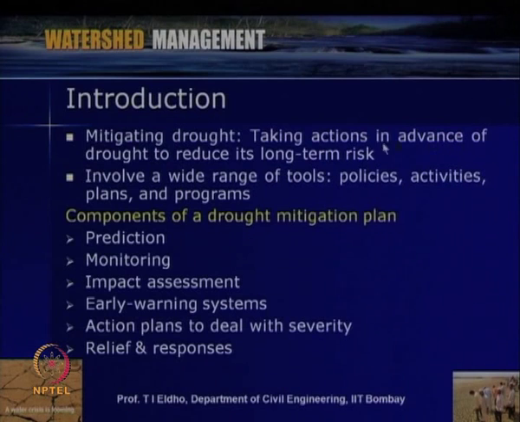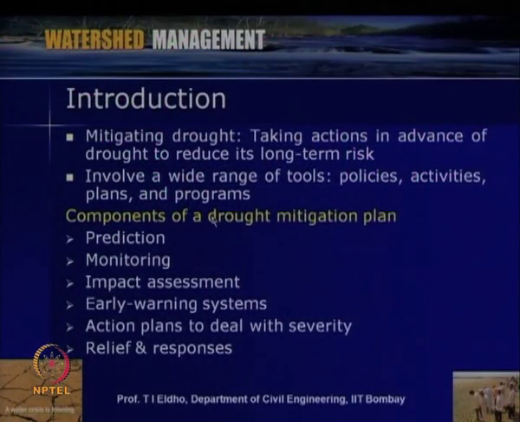So, if we cannot stop the drought, we can do many things to prevent or reduce the effects of droughts. In that sense, mitigating droughts means taking actions in advance of drought to reduce its long term risk. So, we are doing many things which will reduce the effects of the drought. This involves a wide range of tools, policies, activities, plans and programs. On a government level, central government or state governments or various district levels, we can have many plans, policies, activities and programs, so that drought mitigation can be effectively implemented, or the effects of droughts can be reduced to a certain extent.